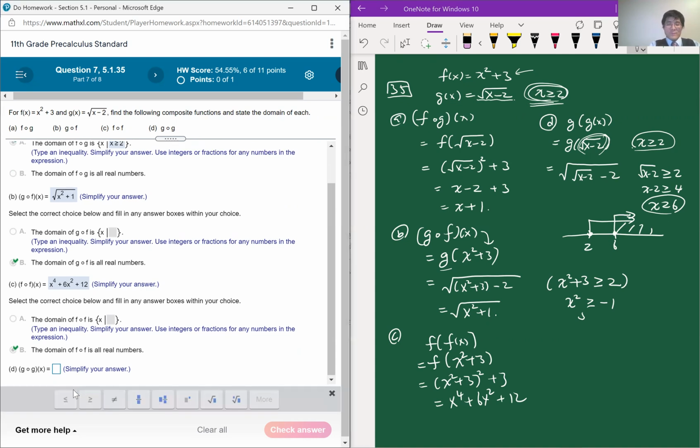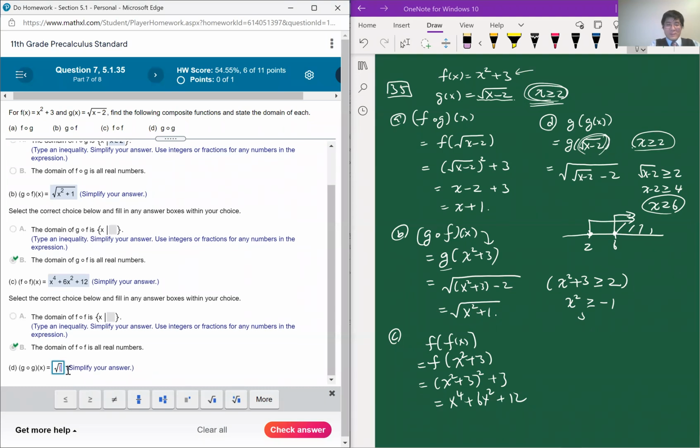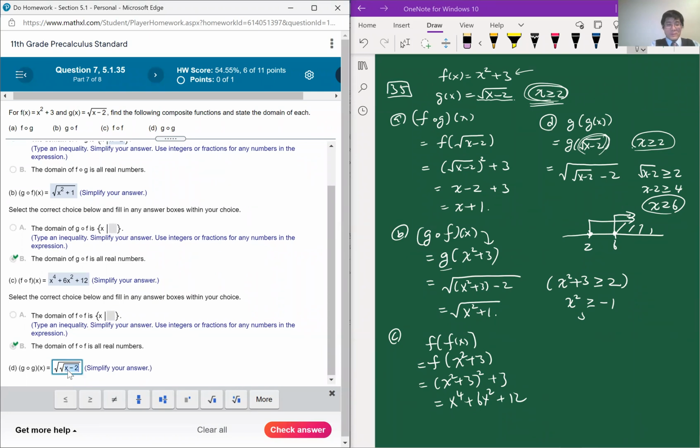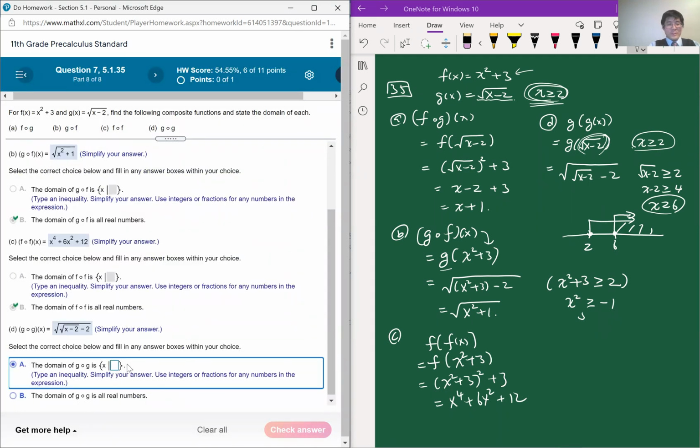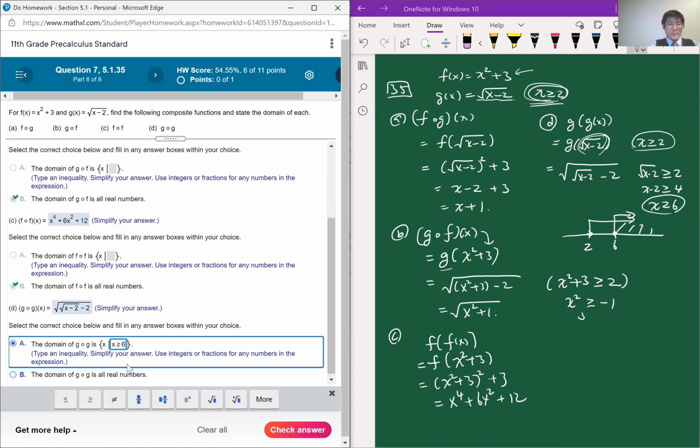Okay, the expression is a square root inside a square root, so it's ugly. I need parentheses: square root of square root of x minus 2, minus 2. And the domain is x greater than or equal to 6.